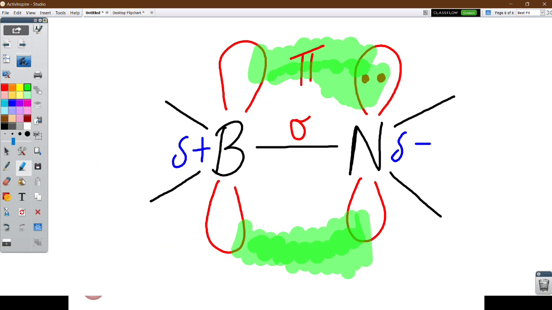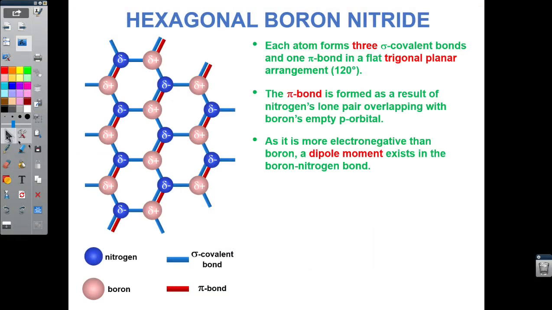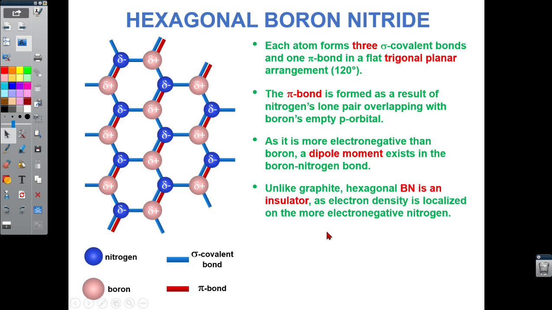We don't have this situation in carbon, obviously, because the 2 atoms are going to be of the same electronegativity, both being carbon atoms. So as nitrogen is more electronegative than boron, a dipole moment exists in the boron-nitrogen bond, which is why I've shown each blue atom here with delta minus and each pink one as delta plus. Unlike graphite, hexagonal boron nitride is an insulator.